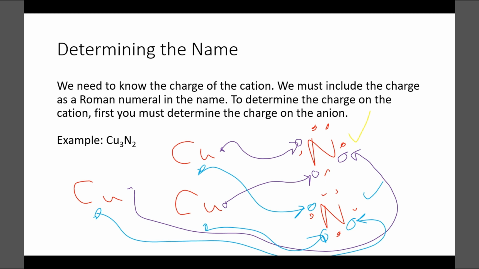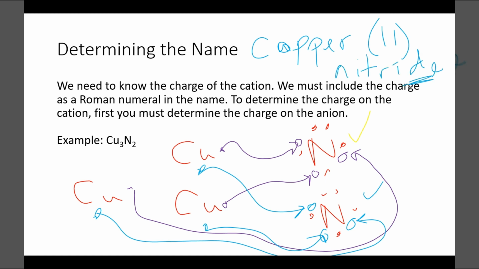And how many electrons does each copper have? Each copper has 2. So again, I would write the name as copper(II). The Roman numeral indicates the charge, or indicates the number of valence electrons that the metal's giving away. And then again, nitride for the ending. Make sure it's "ide."